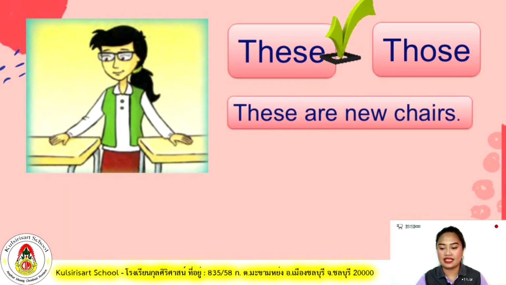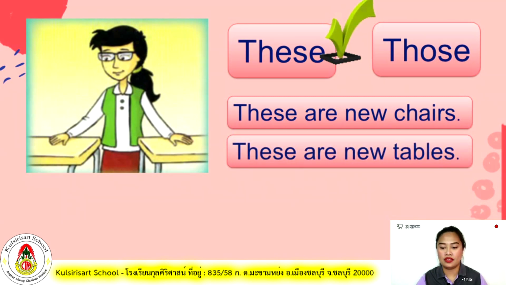How about the sentences? We have here, these are new chairs. The second sentence we have, these are new tables. Now look again at the picture. What do you think Miss Jones is holding? Is it chairs or tables? Okay, what is your answer? Okay, let's find out. The answer is, these are new tables. Now, who got it correct?